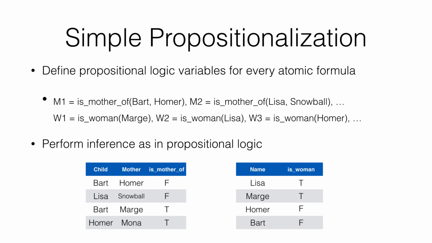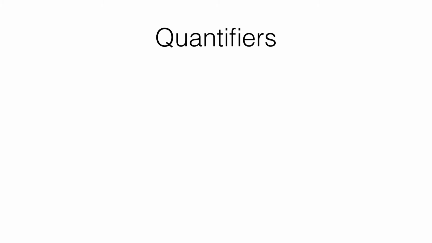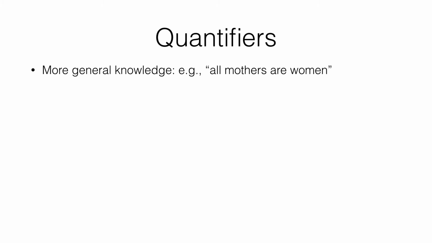What becomes different when we think about first order logic, because we have these semantic meanings to these predicates, is that we want to be able to think more generally than thinking specifically about the relationship between Bart and Homer or the relationship between Lisa and Snowball. We want to be able to think about the relationship between any individuals. So that leads us to quantifiers. Quantifiers allow us to encode more general knowledge. So we might want to just think about people in general. We're not talking about particular individuals. We're talking about all people.